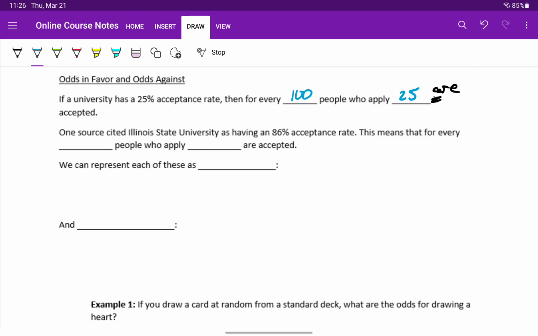One source that I looked up cited Illinois State University as having an 86% acceptance rate. This means that for every 100 people who apply, 86 are accepted. We could take each of these percentages or probabilities and represent those as odds in favor and odds against.